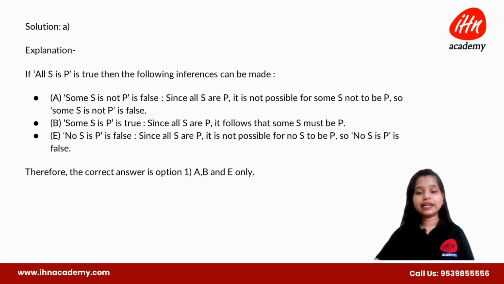You can see the explanation. Whatever I have explained just now is given in the explanation also. Some S is not P is false. Since all S are P, क्योंकि सारे S P हैं, it is not possible for some S not to be P. जब सारे S P बोल दिया गया है पहले ही, तो कुछ S P नहीं है, ये तो गलत ही होगा. तो ये सही. Some S is P is true. All S are P, so some S are P is true. No S is P is false. All S are P. It is not possible for no S to be P.